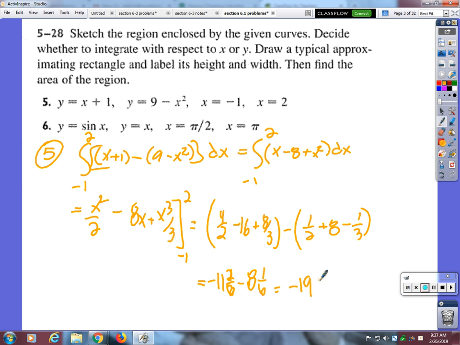Right, and so that's why I was talking about winging it. So we got it backwards. So it turns out that this one is on top of that one, which makes sense because 9 minus x squared is an upside down parabola and x plus 1 looks like that. So we're finding this region here. Anyway, so we're just going to turn that around to positive and call it 19 1/2. It doesn't matter. You'll get the same.